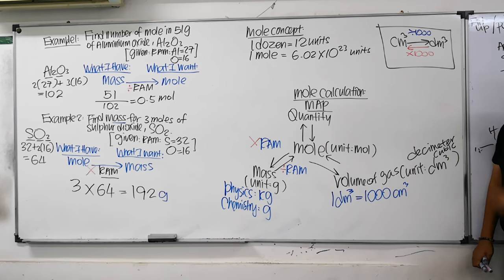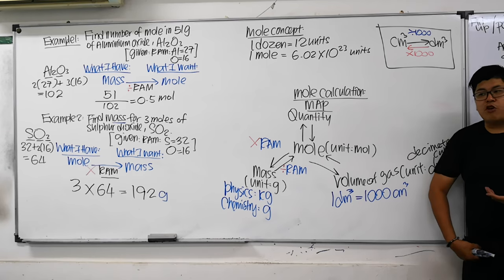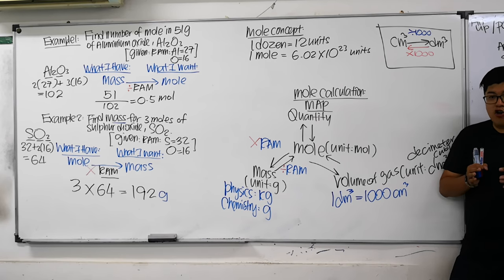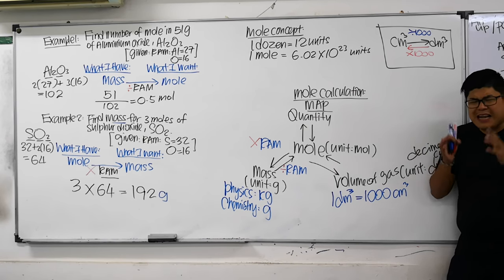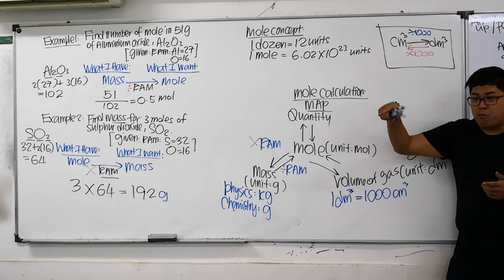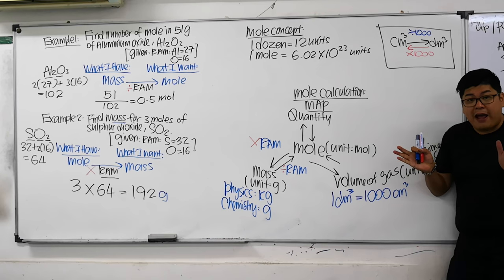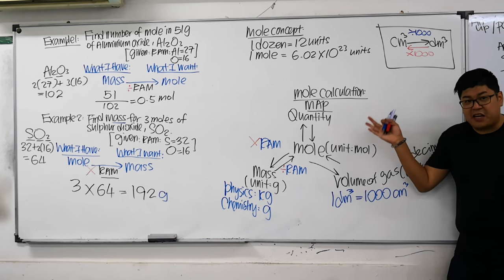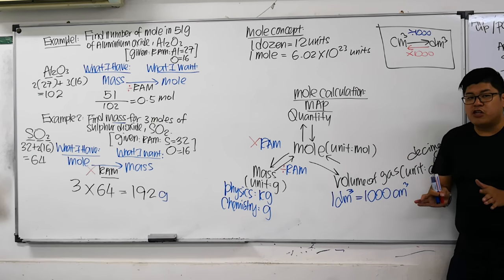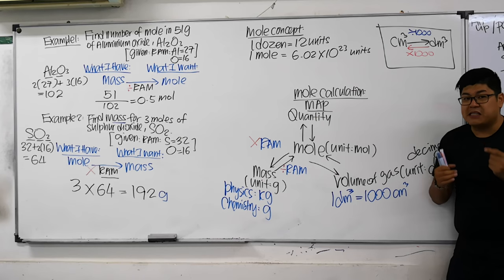So follow me. All of us know that gas occupies space. Just like in this room, all of us know that there is air, although you can't see it. The air occupies this particular room. So for your information, all gas occupies a certain volume.